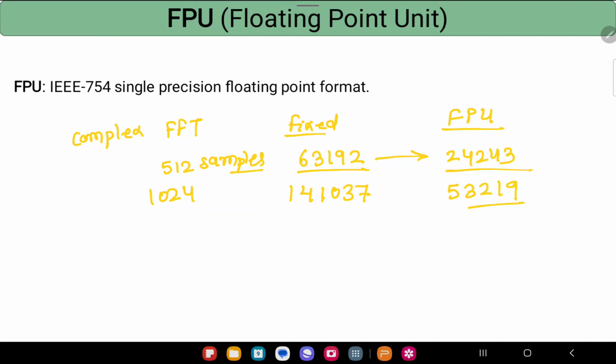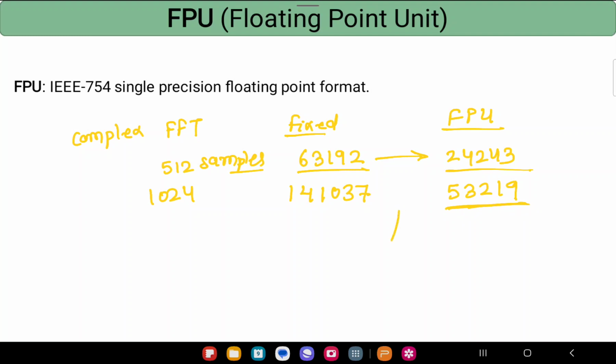So you can see it enhances the computation capability and the performance of the system when you are going to use the floating point units, and you will achieve the results within these cycles. So it provides fast computations of the complex FFT.